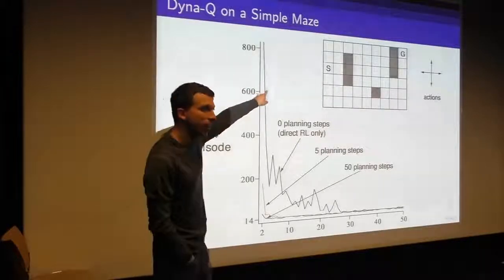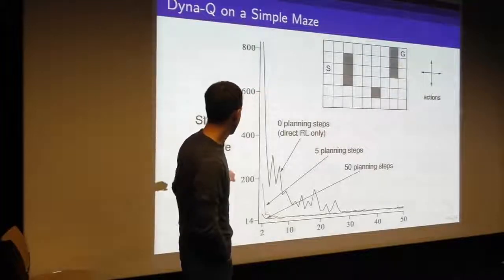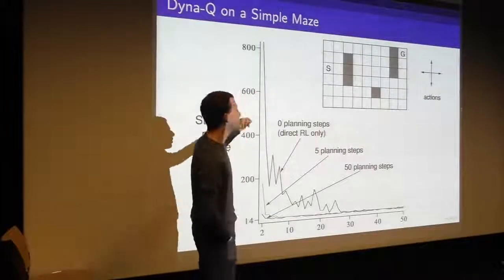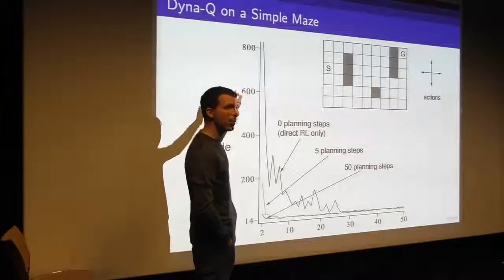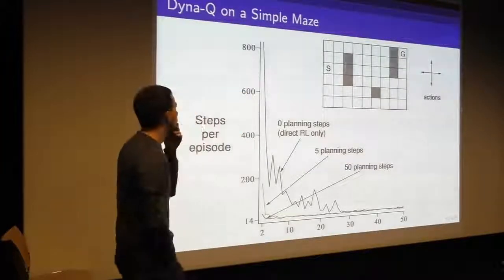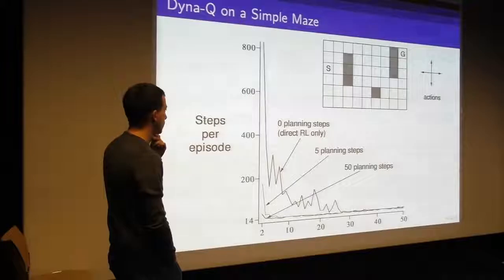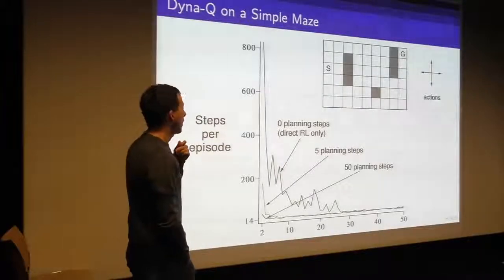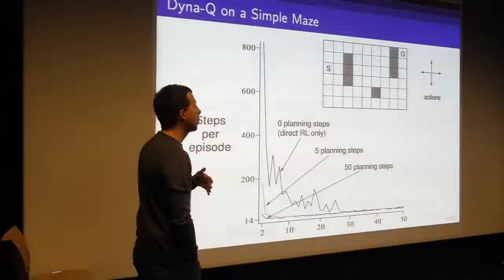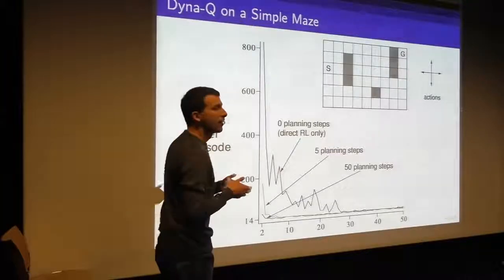You mean, do they all start from S? No, I mean, on this graph, the x-axis starts from... Do they all start with the same initial conditions? So they all start with the same steps per episode? I think they would all... They all perform the same?